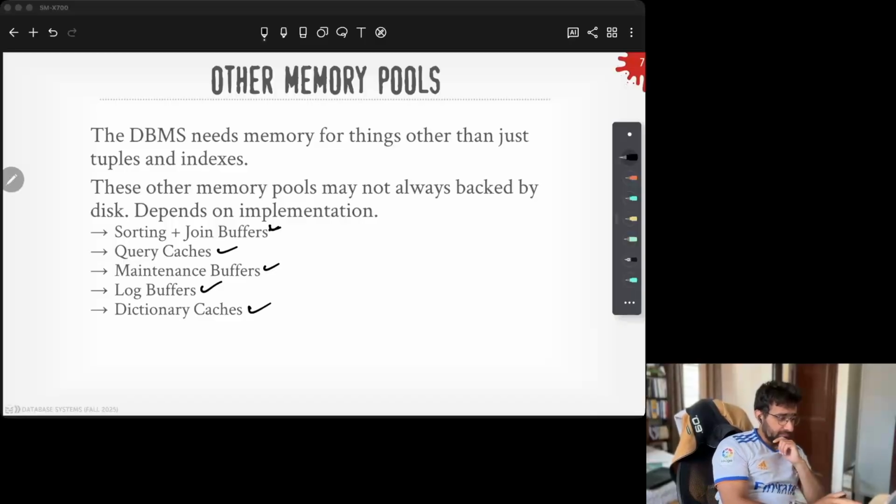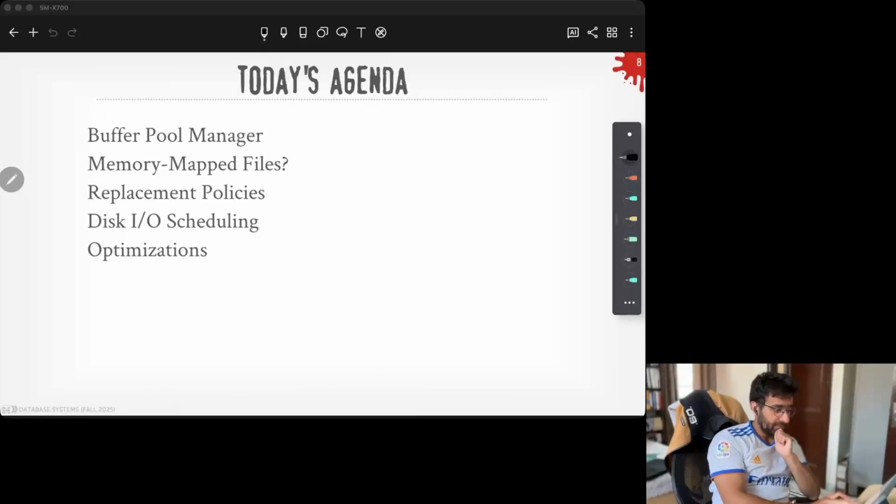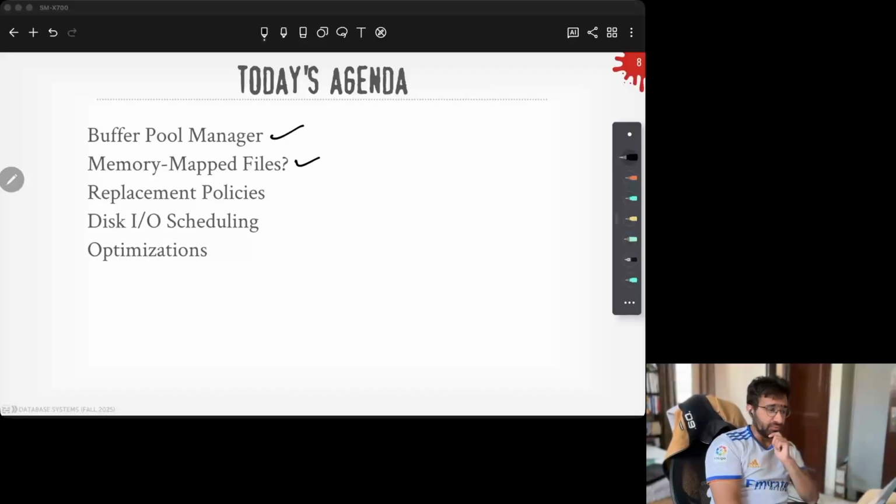So yeah. What we'll cover today is we'll study the Bufferpool Manager, and then we'll study memory-mapped files too.